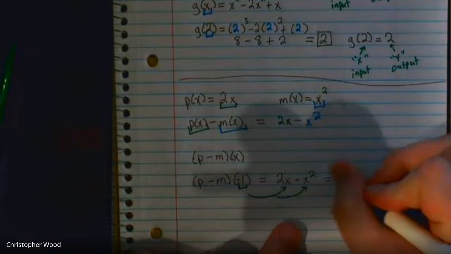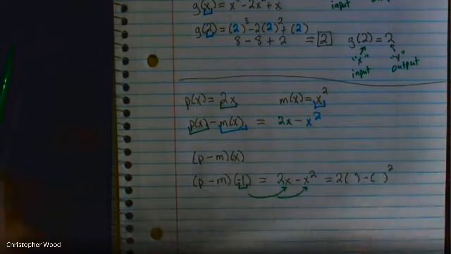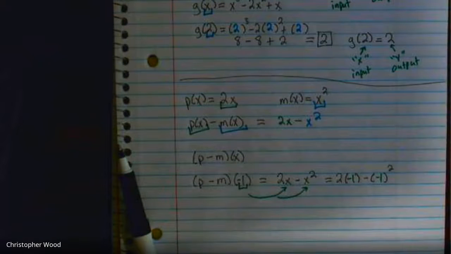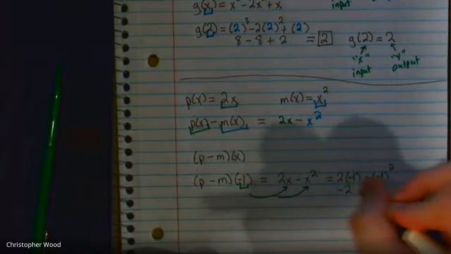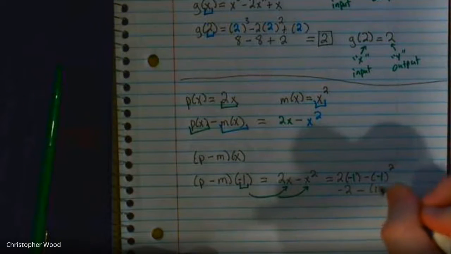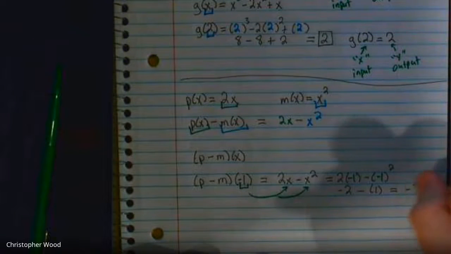So I get 2 minus, so I plug in -1, -1. Do the math. So 2 times -1 is -2. -1 squared is a +1. So I get -2 minus 1, which is equal to -3.